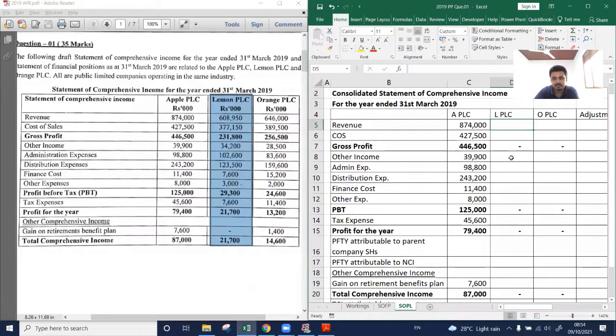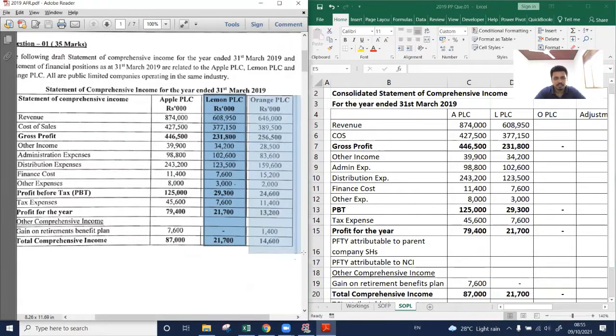Revenue figure, cost of sales. So gross profit figure should be 231,800. Other income, administrative expenses, distribution expenses, finance cost, other expenses. So profit before tax should be 29,300. Tax expense 7,600. So profit for the year 21,700. There is no other comprehensive income with respect to Lemon PLC. Right.